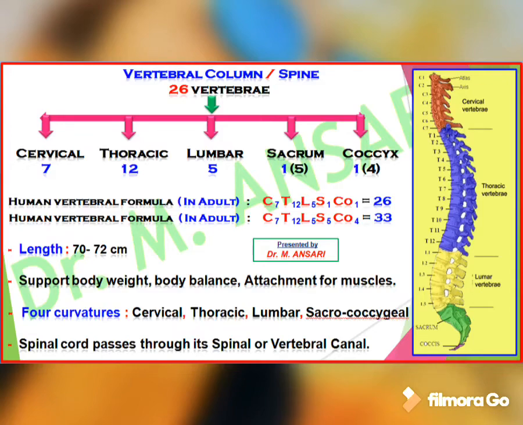In an adult, the length of the vertebral column is about 70 to 72 centimeters. It supports body weight, gives body balance and provides surface for attachment to the muscles. It consists of 4 curvatures. These curvatures are called cervical curve, thoracic curve, lumbar curve and sacrococcygeal curve. It gives passage for the spinal cord to pass through it.